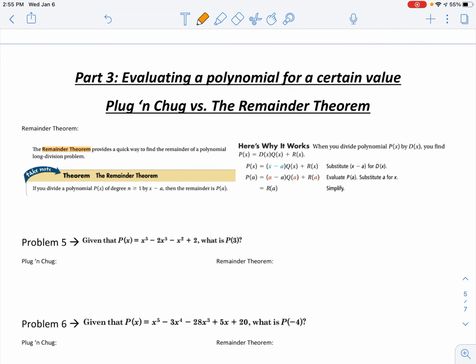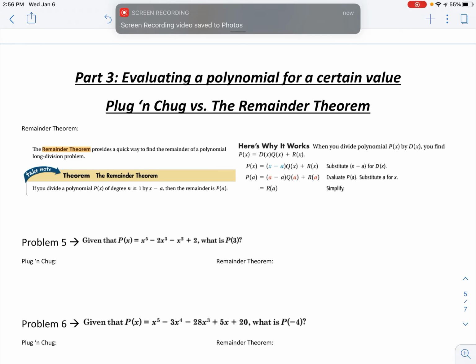Part 3, and then I think the notes are all done. The remainder theorem. The remainder theorem allows us to evaluate a polynomial at a certain value. Now, we could do old school and plug and chug, or we can use the remainder theorem. And I'm going to show you how.